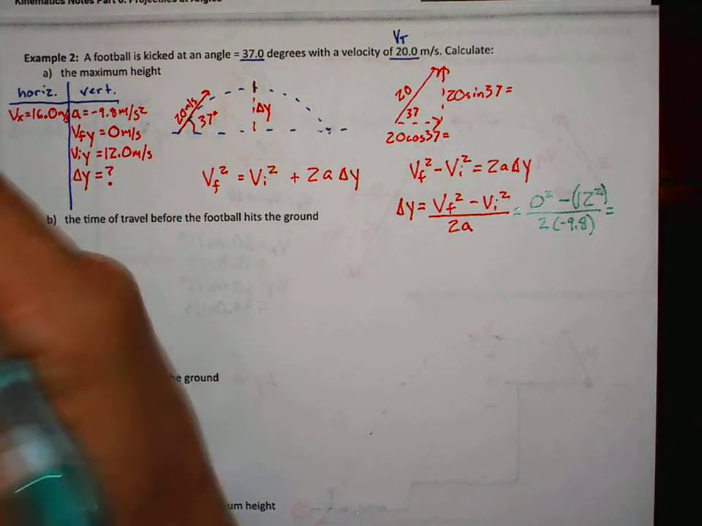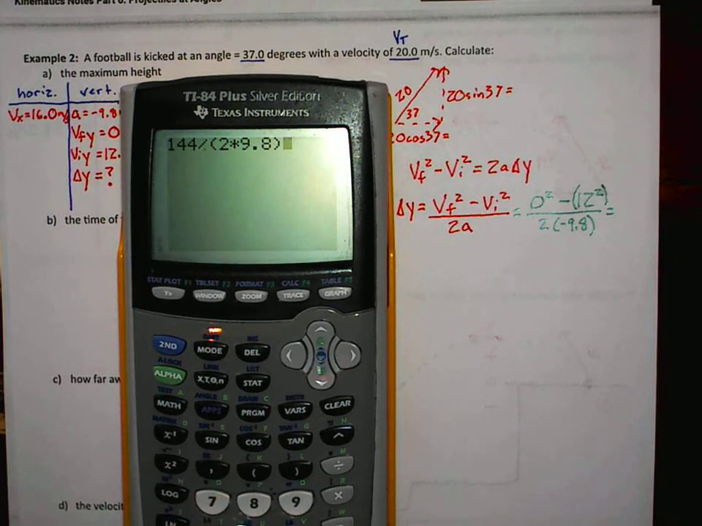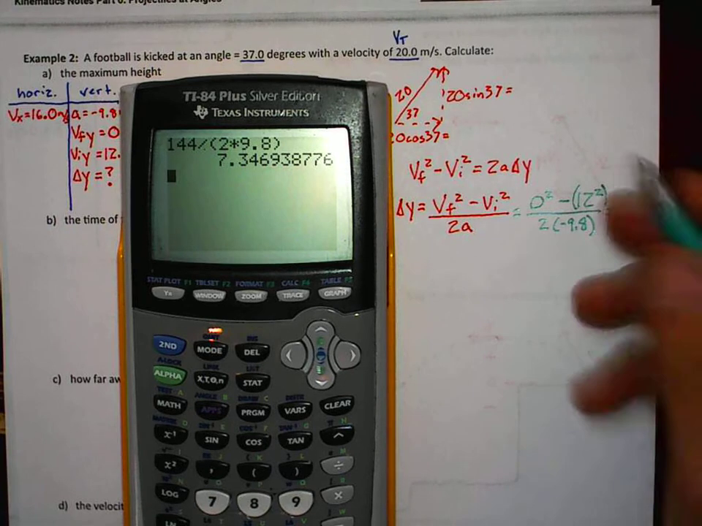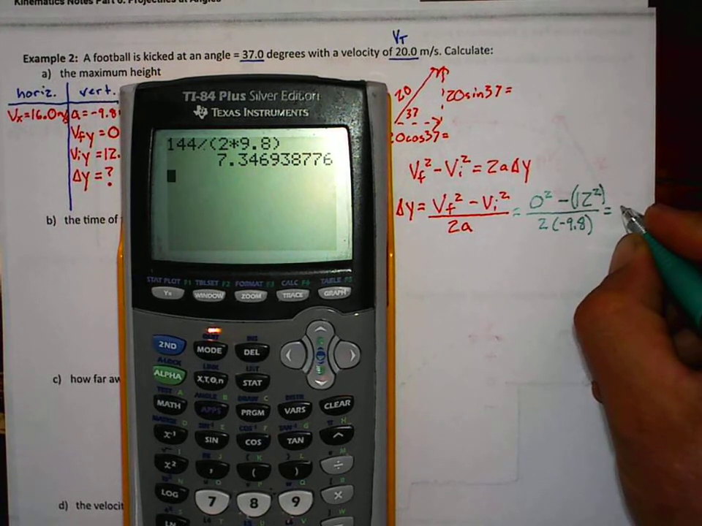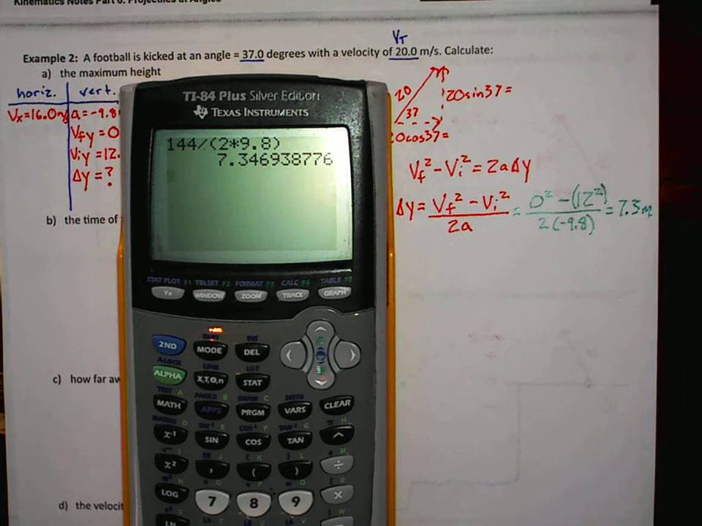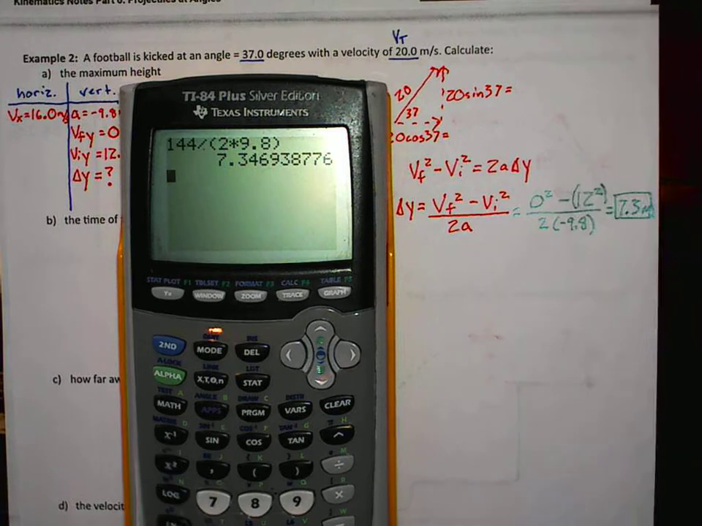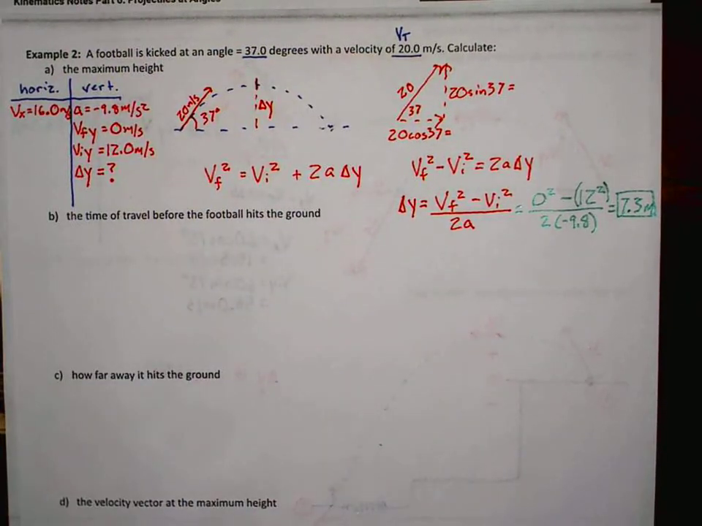All right, so we do 144, that's 12 squared, divided by 2 times 9.8. Our negatives went away. Okay, so this thing's going to go 7.34 meters high. All right, 7.3 meters. Okay, that's going to be our maximum height. Okay, questions on that?